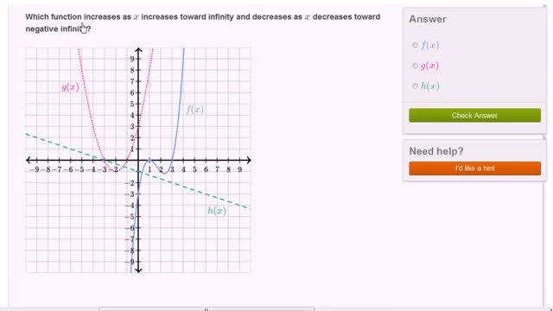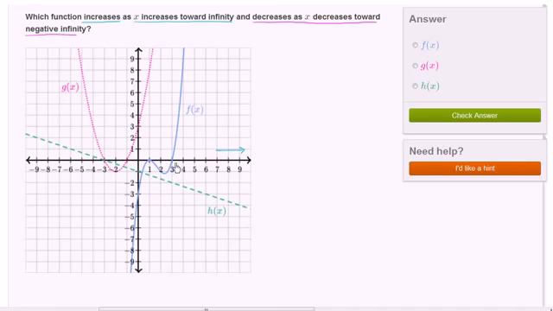Which function increases as x increases toward infinity and decreases as x decreases toward negative infinity. So let's think about each of these constraints. So first, which function increases as x increases? So as x increases toward infinity, so x is going in that direction.